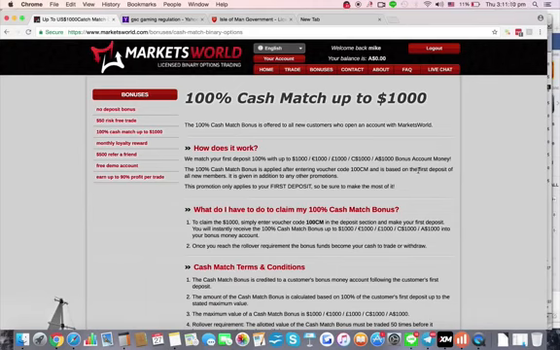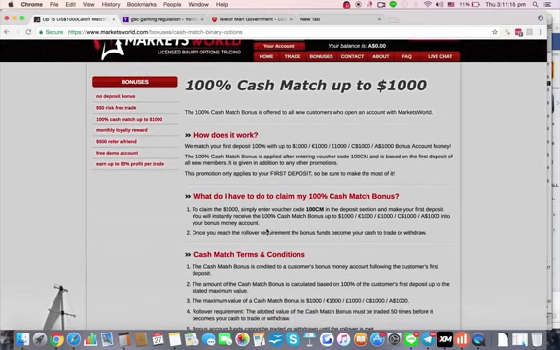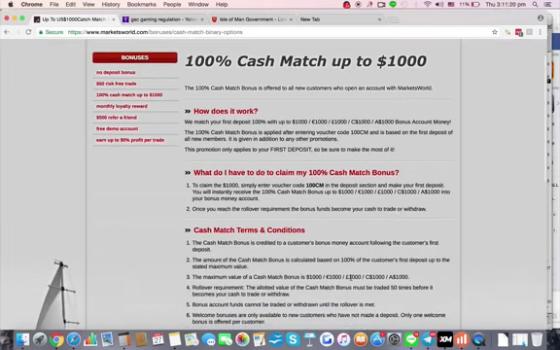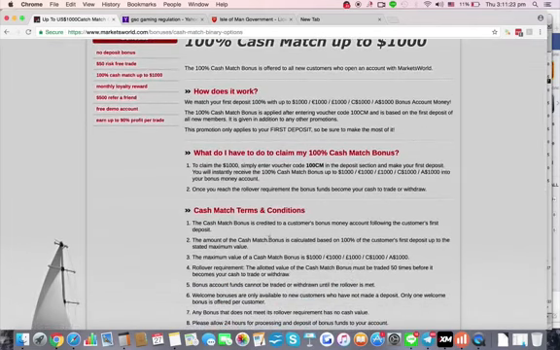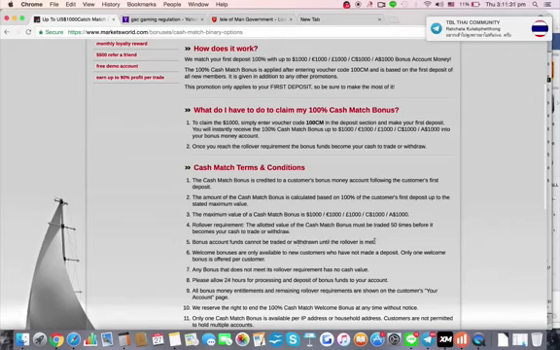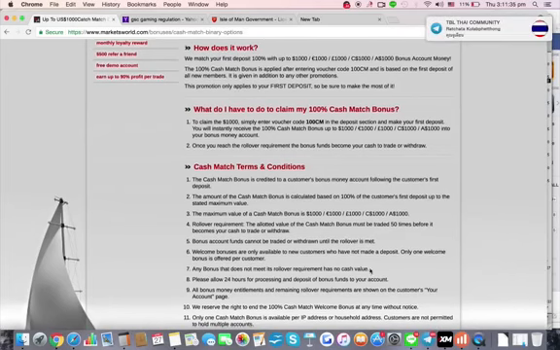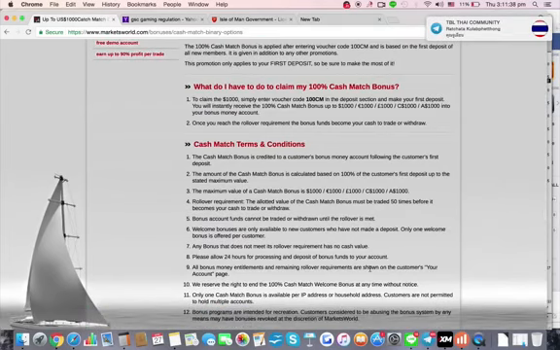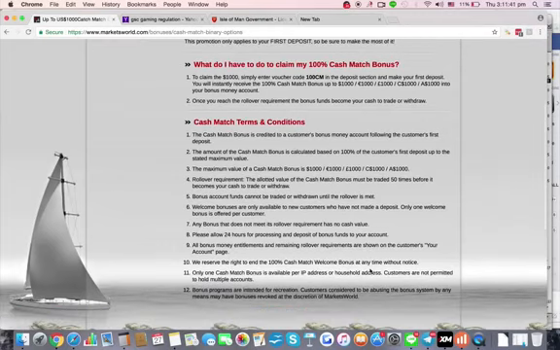Voucher code 100 CM, first deposit. Once you reach a rollover requirement, the bonus funds become your cash to trade or withdraw. The cash match bonus is calculated based on 100% of the initial deposit. Bonus funds cannot be traded or withdrawn until the rollover is met. Okay, that's interesting because many times you can, but this broker says you can't trade that. So it's just there as an incentive. Okay, but that's decent as well because that way you probably wouldn't be wanting to trade what you don't have.